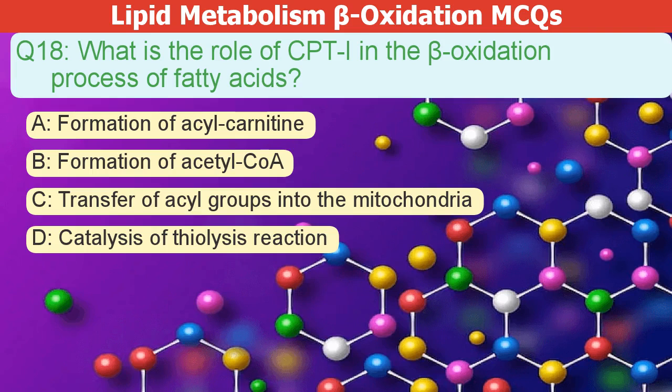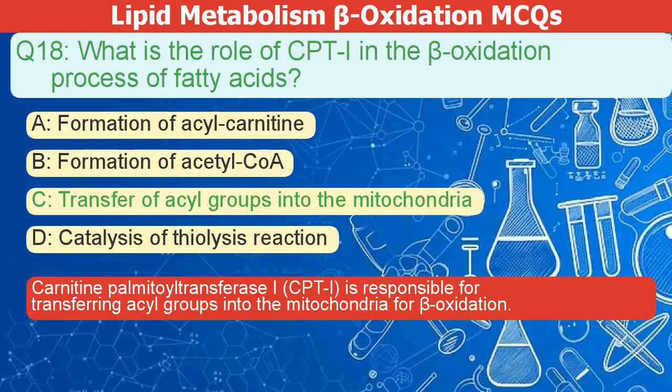What is the role of CPT1 in beta-oxidation of fatty acids? A. Formation of acyl-carnitine. B. Formation of acetyl-CoA. C. Transfer of acyl groups into the mitochondria. D. Catalysis of the thiolysis reaction. The correct answer is C. Carnitine palmitoyl transferase 1, or CPT1, is responsible for transferring acyl groups into the mitochondria for beta-oxidation.